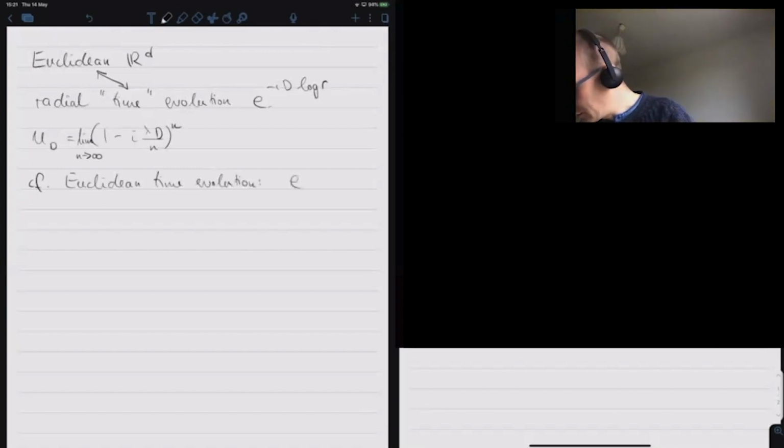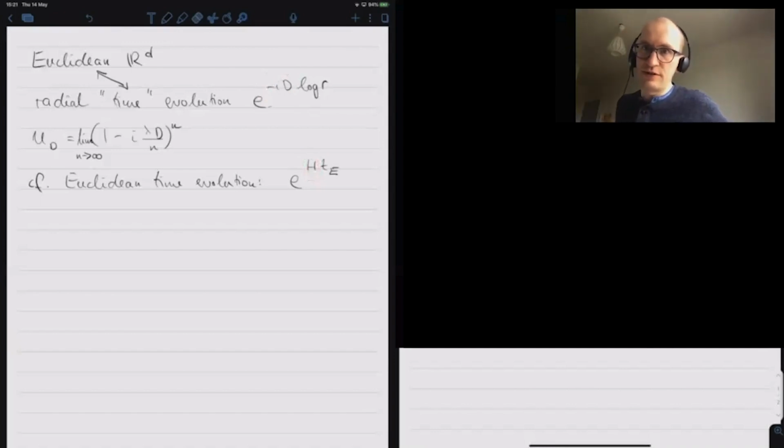...which is e to the minus H t Euclidean. And so this means that what we should compare is indeed minus i D and H. So the Hamiltonian with respect to which we study the radial time evolution, or just radial evolution, is minus i times D. And this should be seen as the analogy to the time evolution in Euclidean signature.